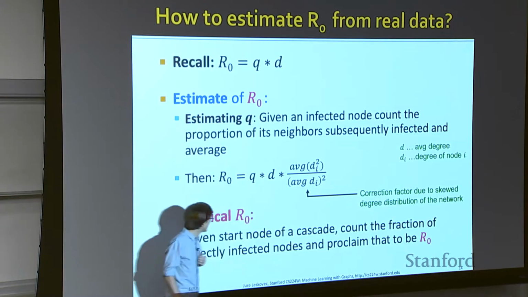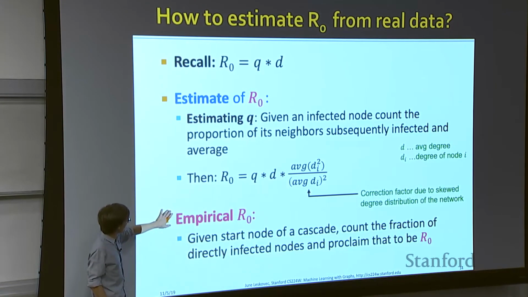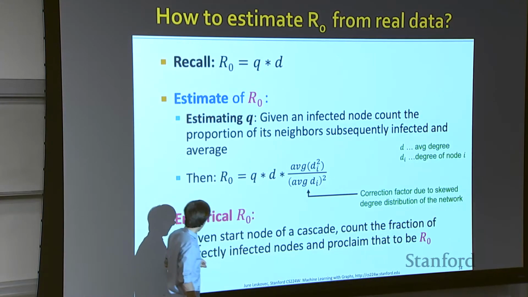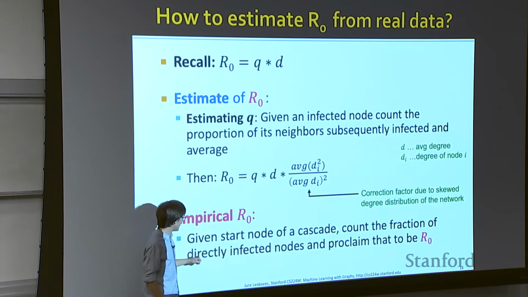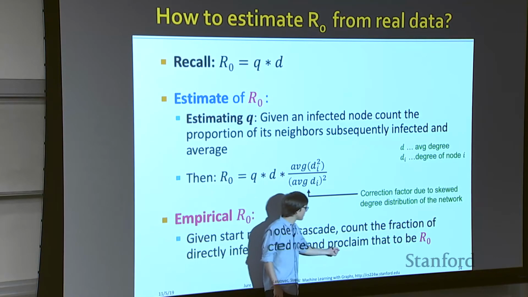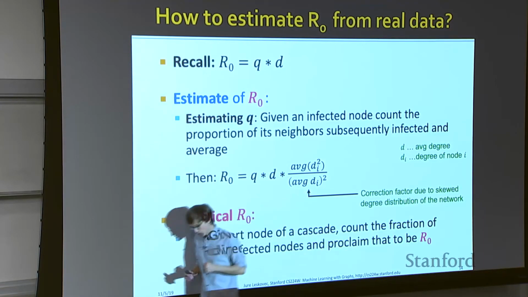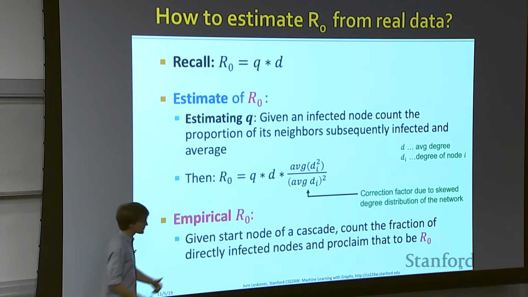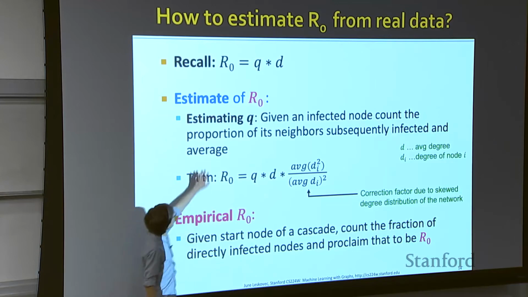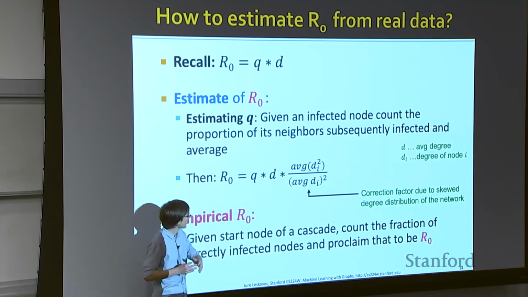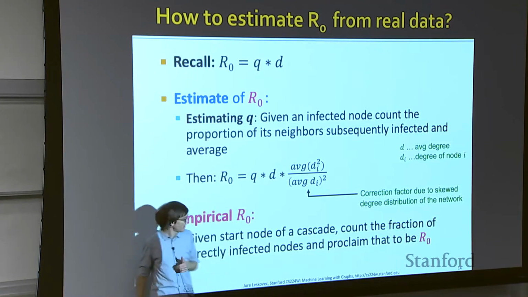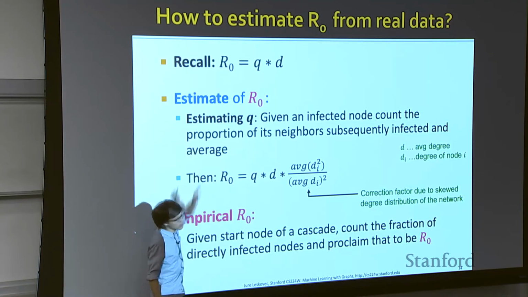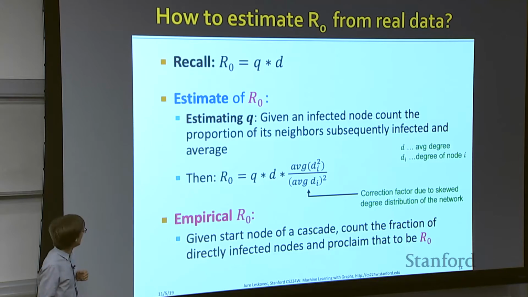It's Q times D. And another way to estimate this R0 is to do it empirically, where you could say, given a starting node of a cascade, count the fraction of directly infected nodes and proclaim that to be R0. So you could just say, patient 0, what is the number of infected nodes? That's my estimate of R0, versus I see the entire cascade, and out of that I computed this. And the question is, how good is this empirical estimate at the root? How close is it to the overall estimate?